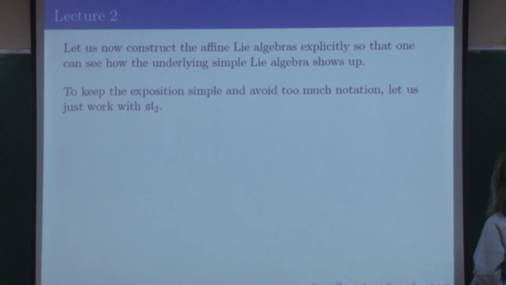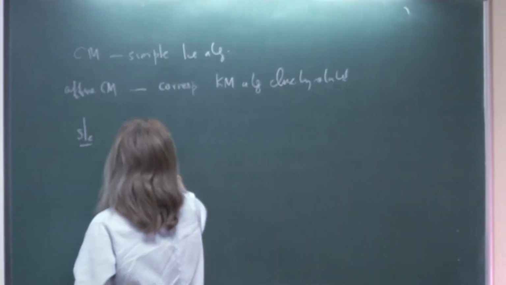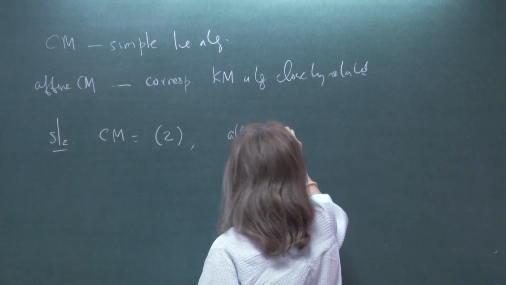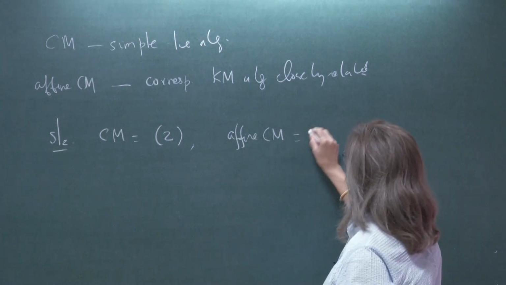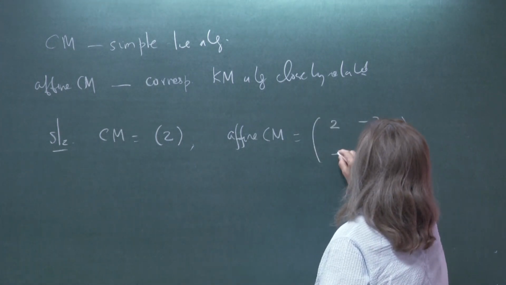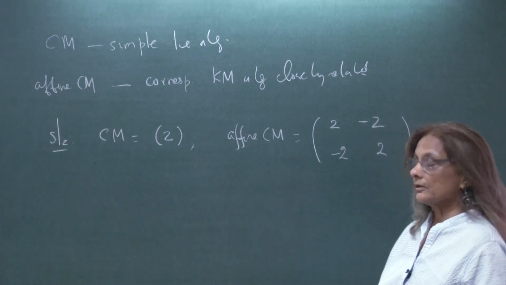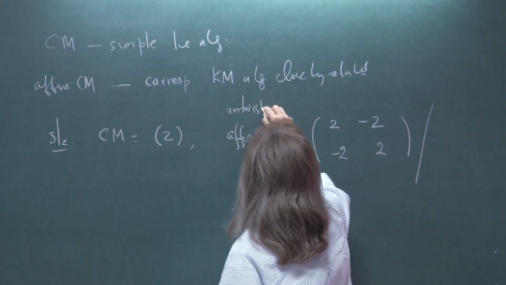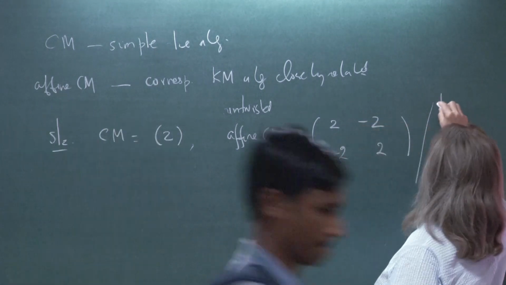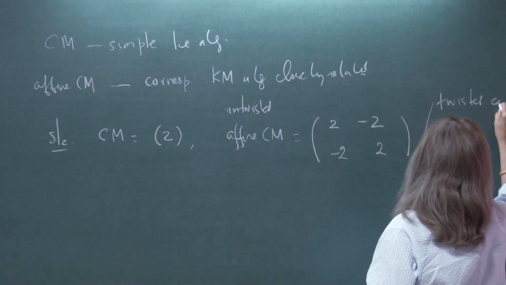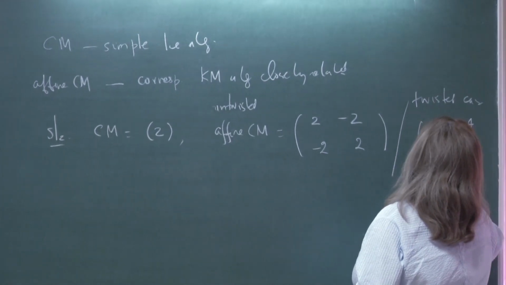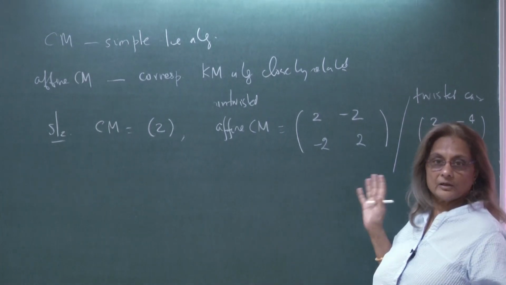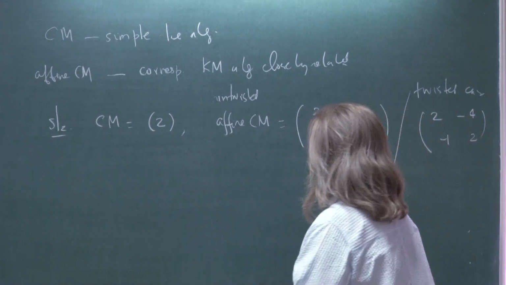Okay? So for SL2, the Cartan matrix is (2), and one of the so-called affine Cartan matrices, untwisted affine Cartan matrix, is [[2, -2],[-2, 2]]. So this is called the untwisted, but people here, like Sachin, work more on the twisted case. So let me just tell you what the twisted case is. Here it'll be [[2, -4],[-1, 2]]. Okay. So these twisted cases are generally very unpleasant to work with. It's easier to work with the untwisted case, so we'll focus on that.